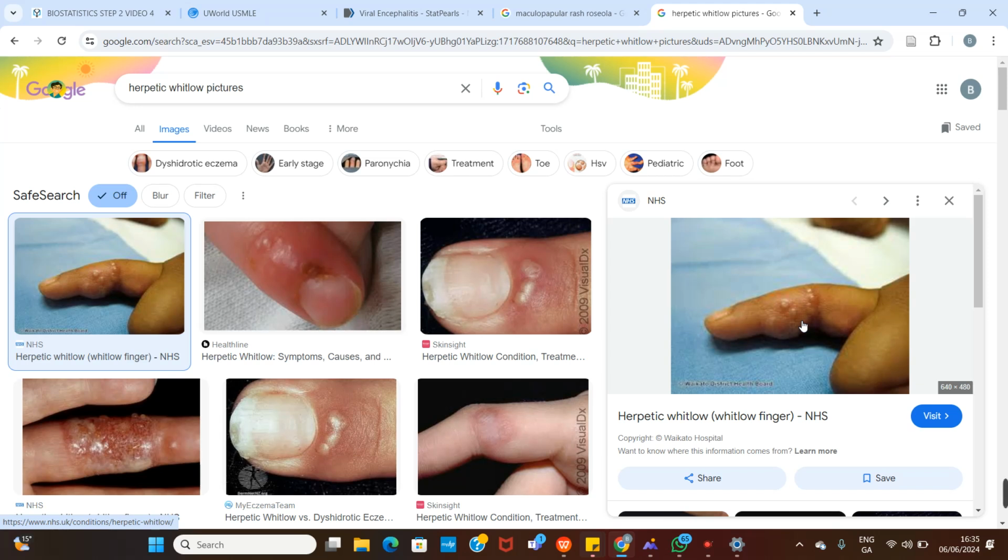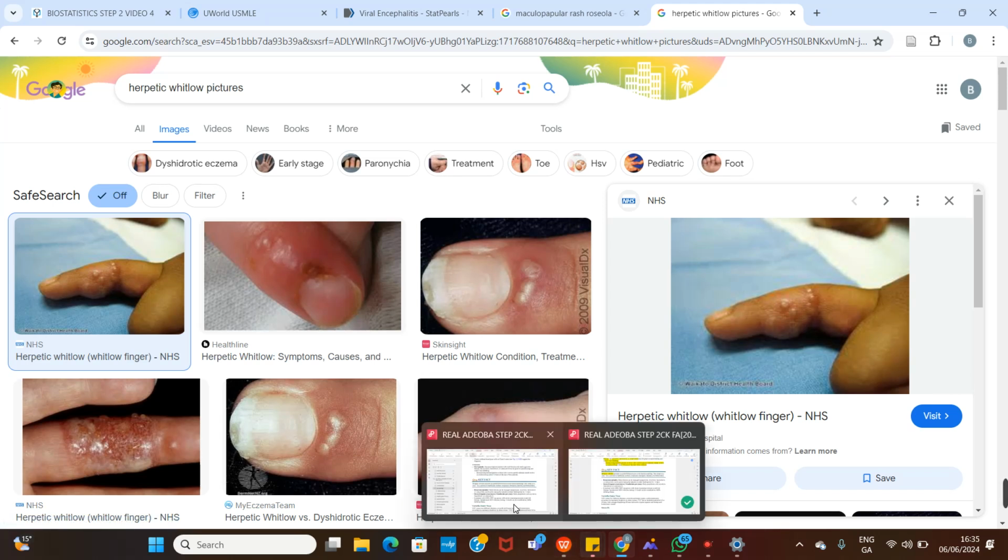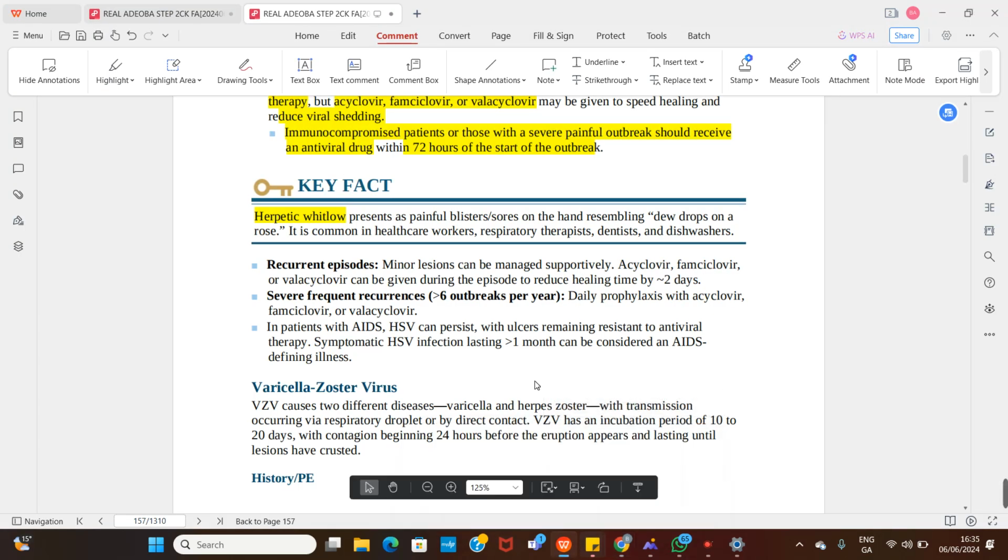And most of the time, it's due to a virus. It doesn't contain pus. If it's bacterial, you see pus involved in the lesion. So they are usually pustular with bacterial, but if it's viral, they are just clear fluids, just blisters, resembling dewdrops on a rose. So very common in health workers, dentists especially, because they do some oral manipulations. From there, they can easily inoculate the virus from the mouth into the fingers, right? Respiratory therapists also get exposed to secretions from the mouth, as do dentists and dishwashers.